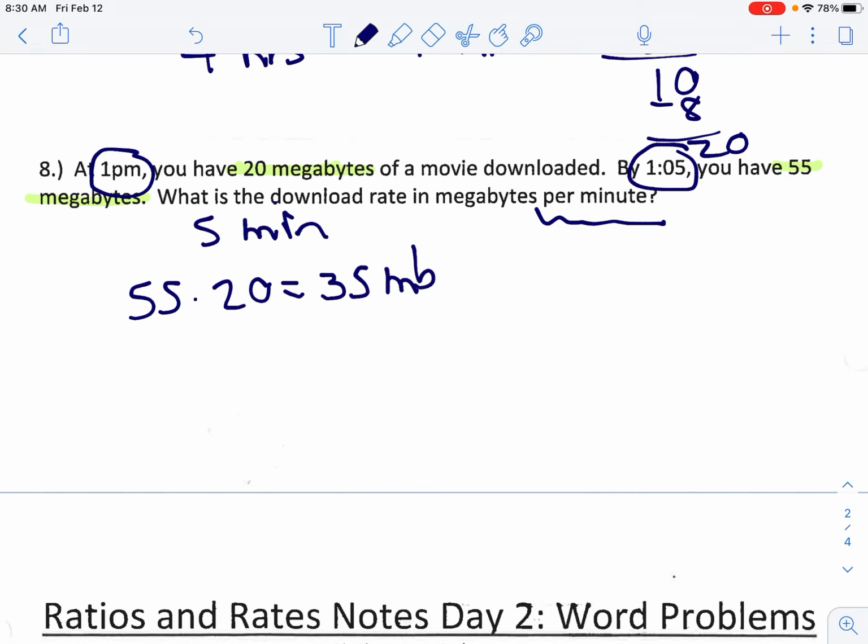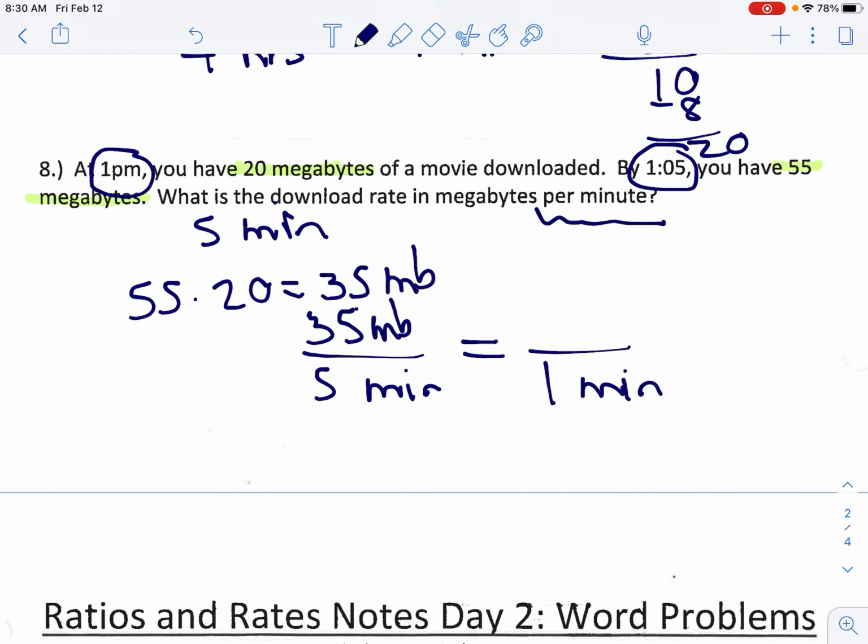At 1 p.m., you have 20 megabytes of a movie downloaded. By 1:05, you have 55 megabytes. What is the download rate in megabytes per minute? Okay, so they're asking for the unit rate again. So I know over here on the right it has to be 1 minute on the bottom. What I do know is that in 5 minutes, there were 35 megabytes downloaded. So 35 divided by 5 would be 7 megabytes per minute.